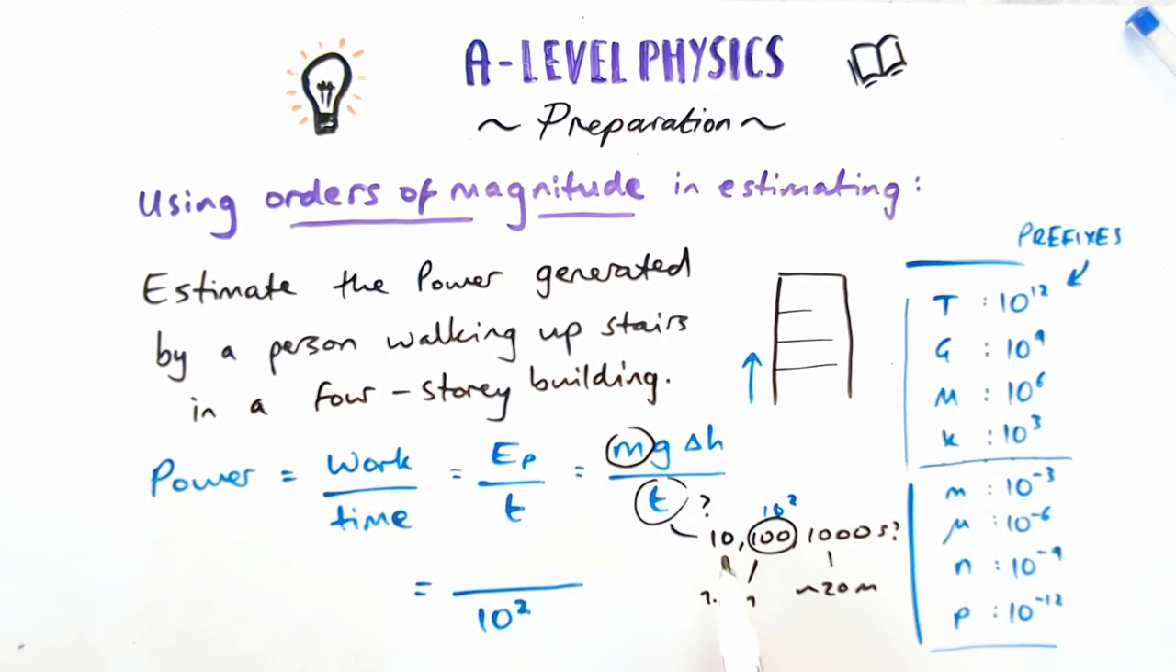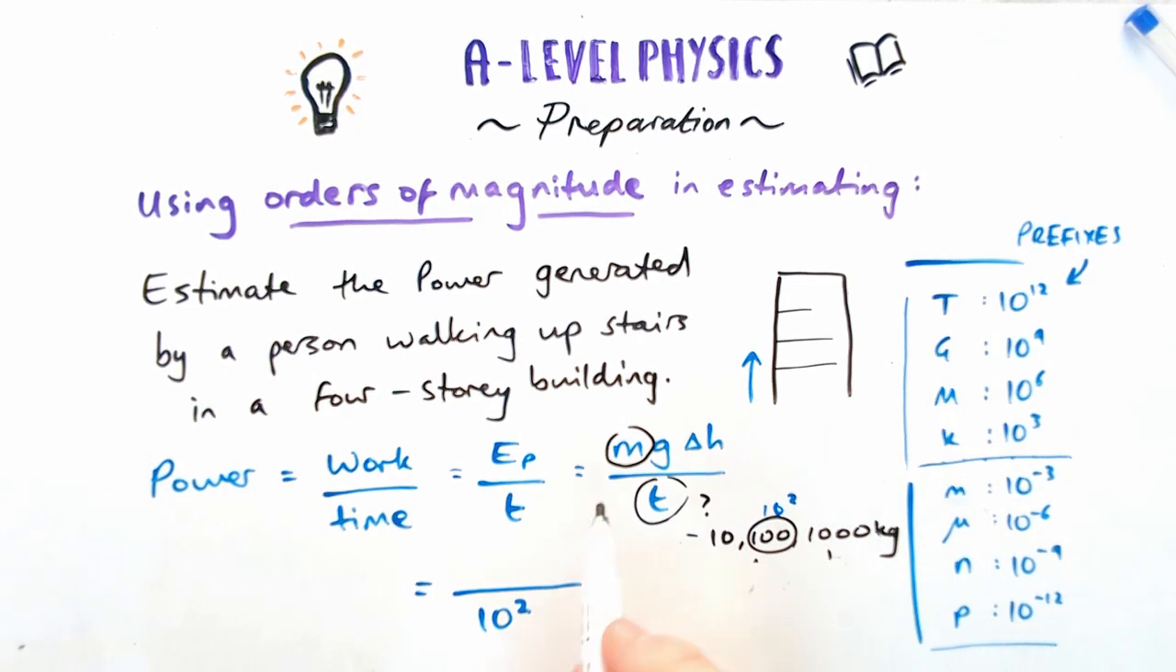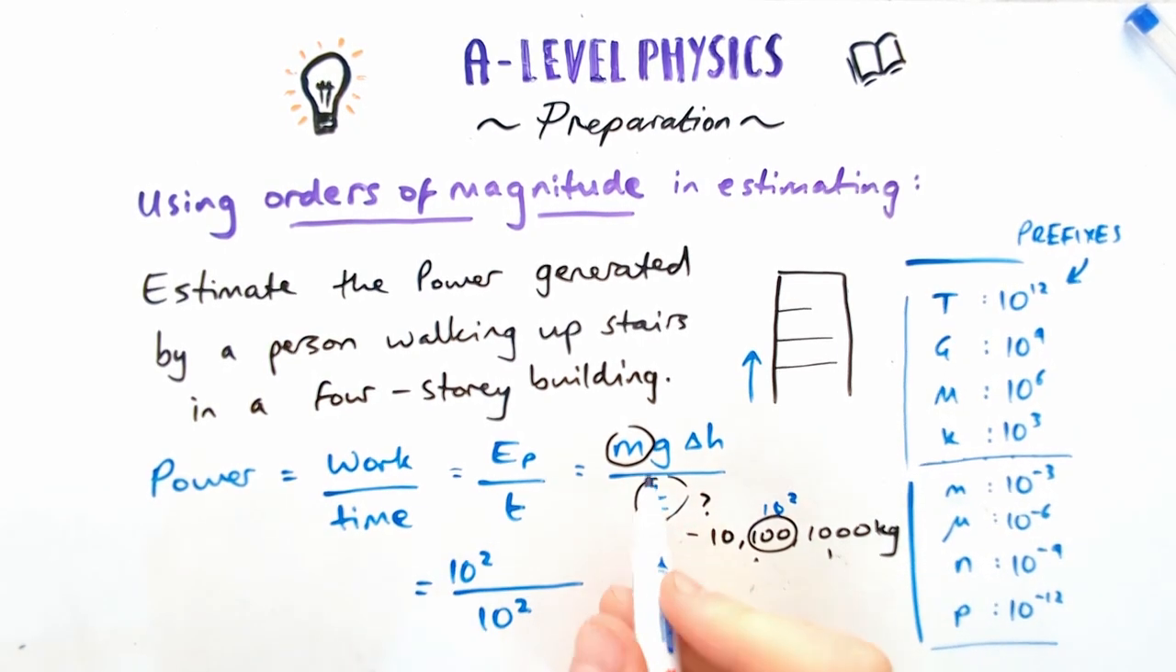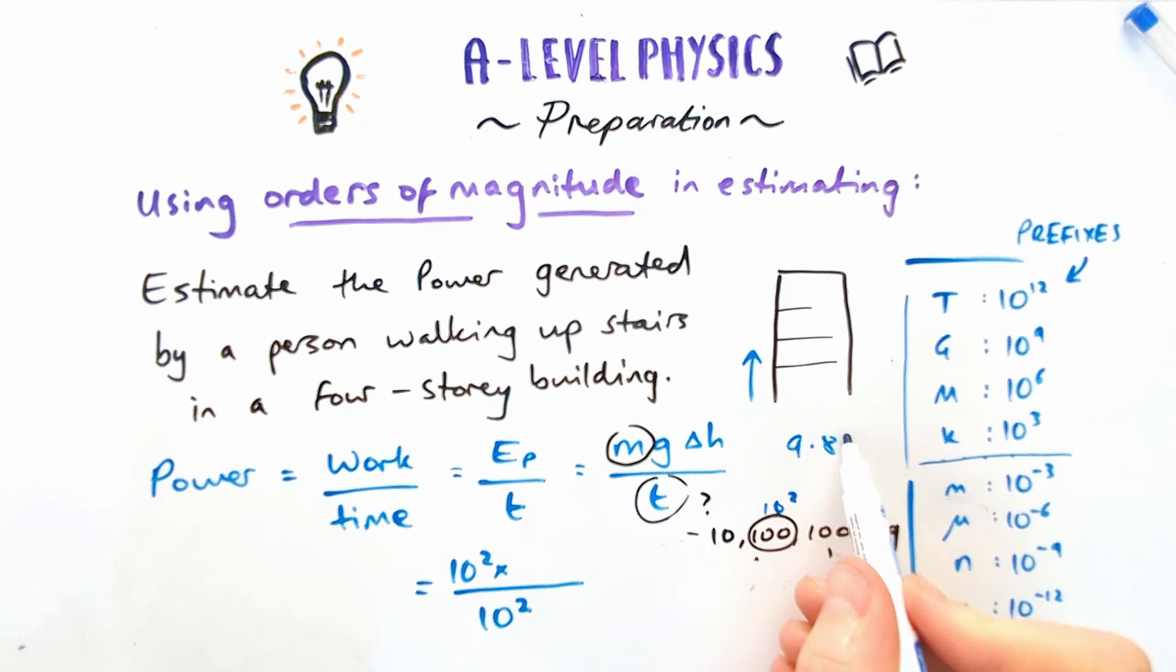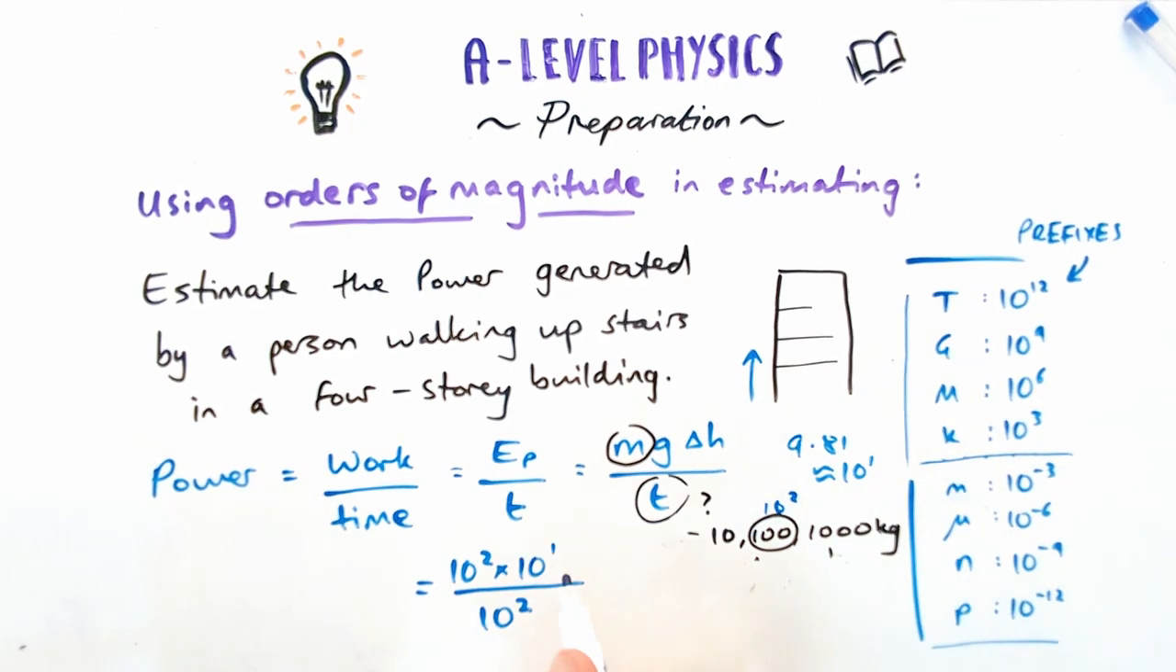Next, let's have a look at mass. So mass of a person, I mean, that could be lots of things, couldn't it, depending on age, gender, etc. But I'm going to go with about 100 kilograms. It's definitely not 1,000, definitely not 10. So that's 10 to the power 2. Now g rounds quite nicely to 10, so that's 10 to the power 1.